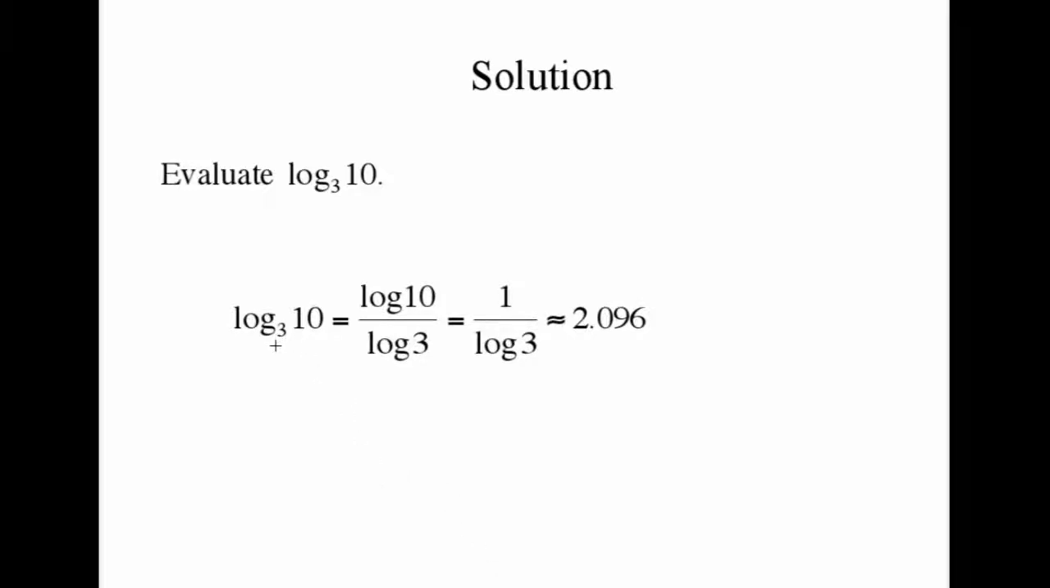So using the change of base formula, we're going to rewrite this as a quotient of two common logarithms. The numerator would be the common log of 10, and the denominator would be the common log of 3. So log 10 divided by log 3. Well, log 10 is 1. So then we just need to use our calculator to divide 1 by log 3, and we get approximately 2.096. So log base 3 of 10 is approximately 2.096, but we need to use our change of base formula to come up with that value.